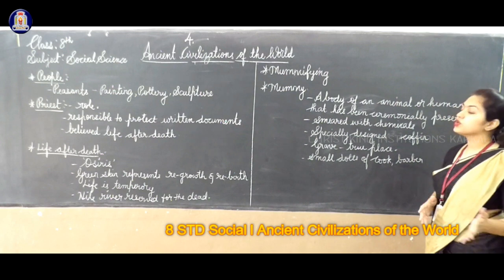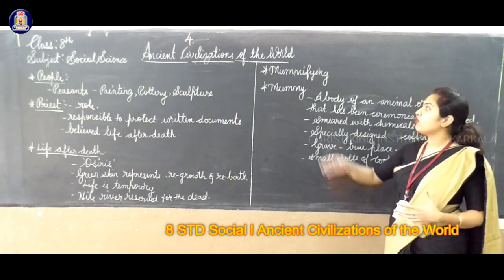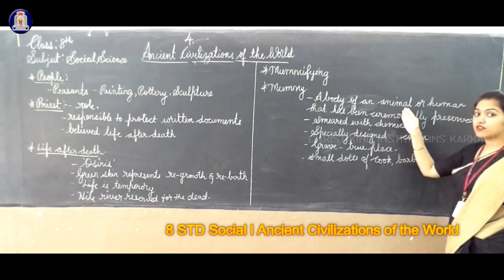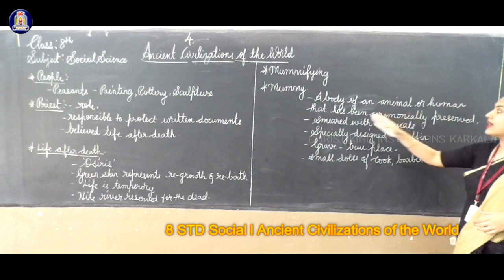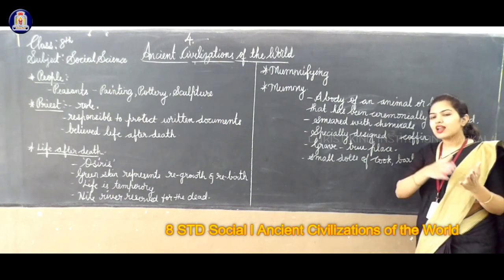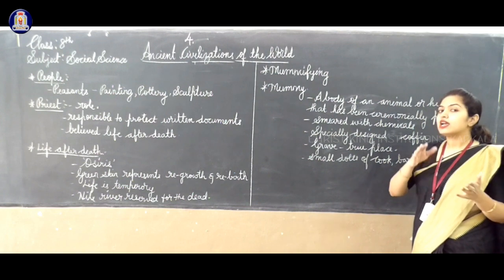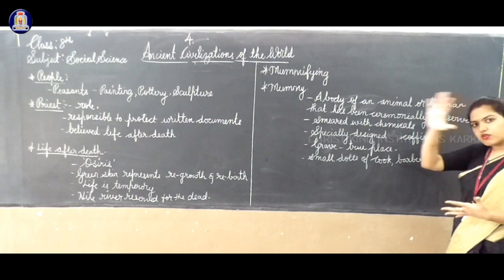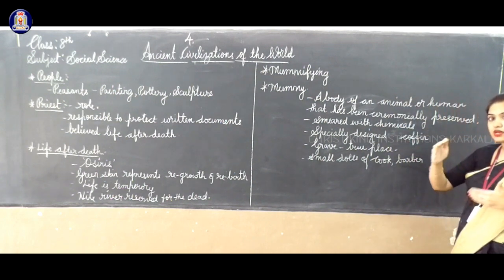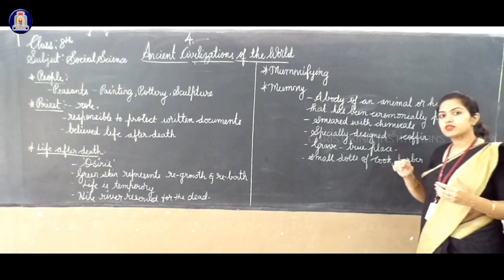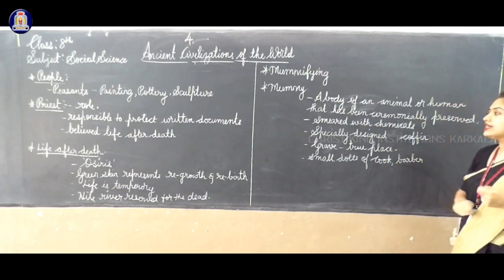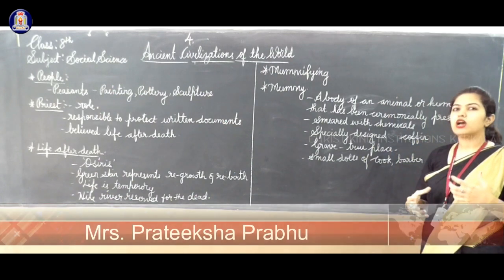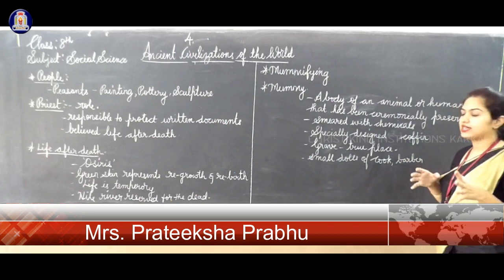Students, in the previous video, you have come to know the procedure of mummifying. Now let's learn about it. A mummy is the body of an animal or human that has been ceremonially preserved. There are various steps for mummifying. It is called ceremonially preserving. They are smeared with chemicals and wrapped with linen cloth. As you have seen, they are covered with the white linen cloth, and they are smeared completely with chemicals so that it doesn't smell bad, and it is preserved very hygienically.